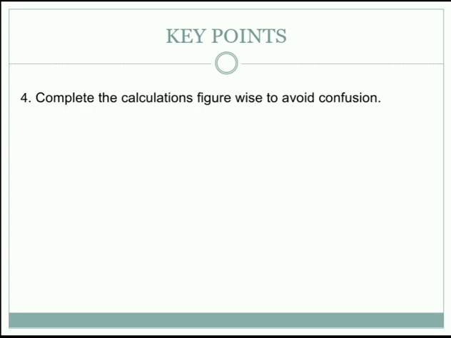Then complete the calculations figure wise to avoid confusion. What do I mean by this? If I am analyzing an I section, it will have three elemental figures, right? So solve the things element wise, that is a1, x1, y1, a2, x2, y2, a3, x3, y3, because that reduces confusion and makes the solving process easy.